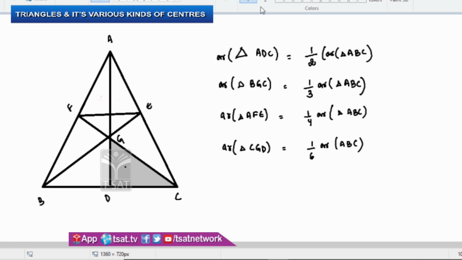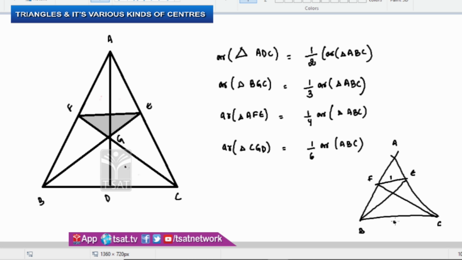Now, again consider ABC; here I am drawing EF separately. We know EF and BC are in the ratio 1:2, so their areas will be in the ratio 1:4. This triangle is 1/3. If 4 parts is 1/3 of the triangle, then this one part becomes 1/12 of the triangle.